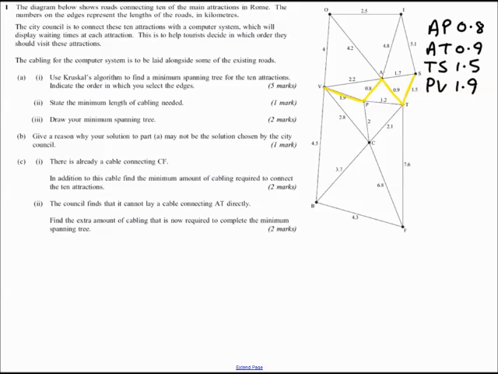Now you'll notice that in choosing that I skipped A to S, which is 1.7. Again, I skipped it because it would form a cycle. Next choice would be P to C, which is 2. That's my next shortest.